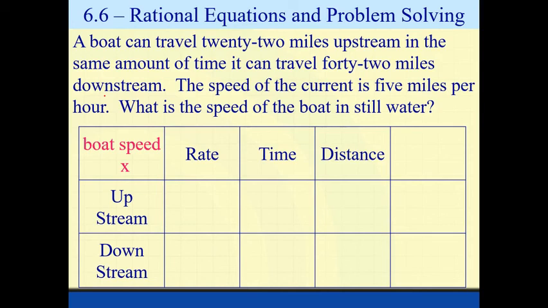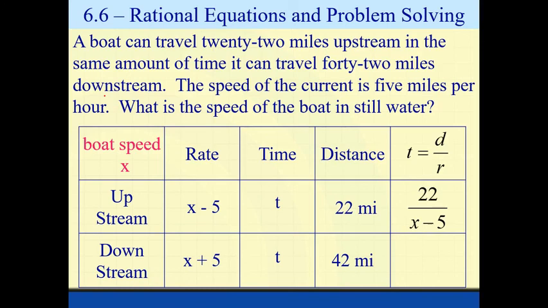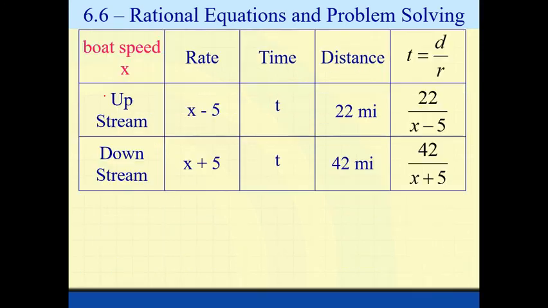Now notice that the boat speed is not really in our table. Instead, we're looking at upstream and downstream because that's where all the information's at. Upstream, you're going against the current, so it's x minus 5, and downstream, you have to add the current because the current's helping you along. We don't know the time, but we know the distance was 22 miles upstream and 42 miles downstream. So again, we're going to use T is equal to D over R. So we'll have 22 over x minus 5, and then we'll have 42 over x plus 5.